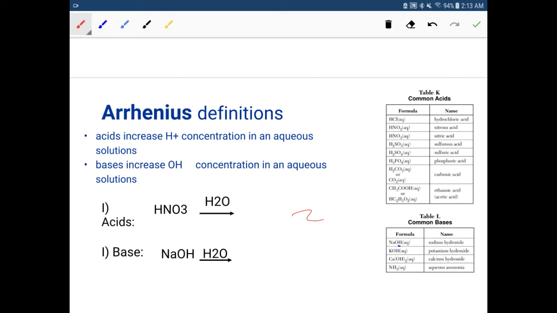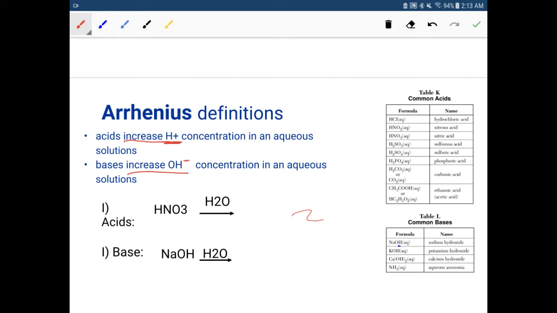So the first thing is the Arrhenius definition, or the Arrhenius concept of acids and bases. The Arrhenius concept said that an Arrhenius acid is any substance that increases the H plus concentration in an aqueous solution, and an Arrhenius base is any substance that increases the OH minus in an aqueous solution, right?